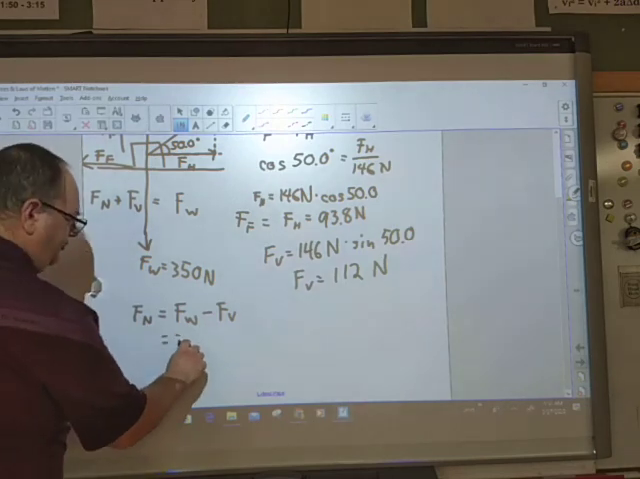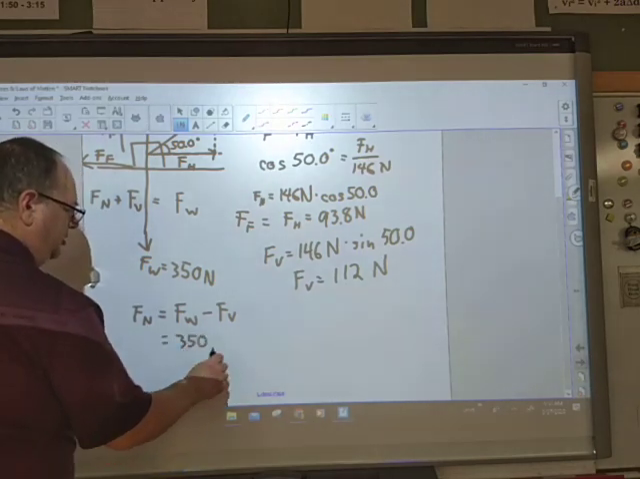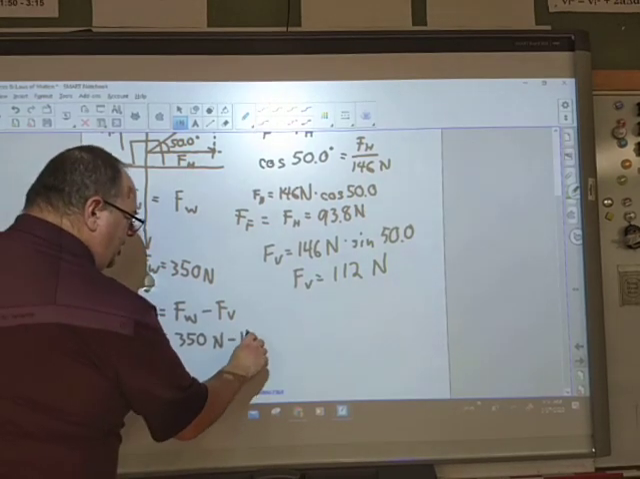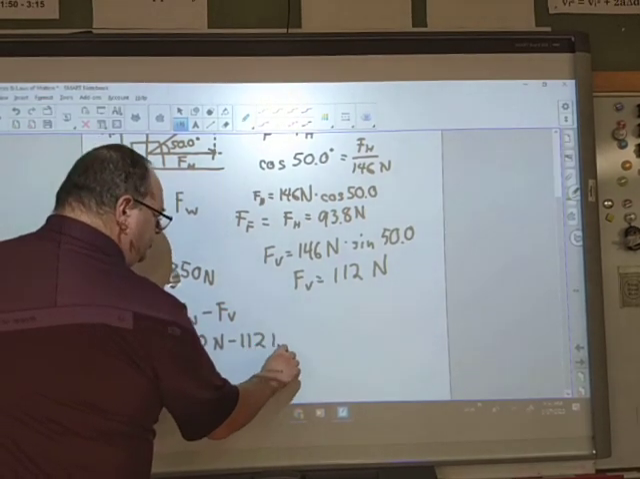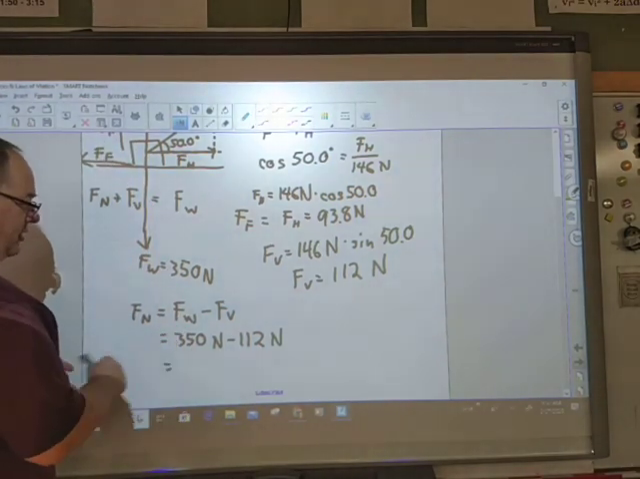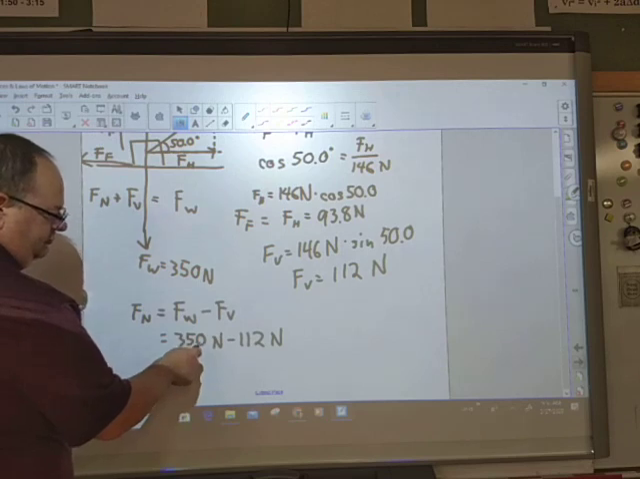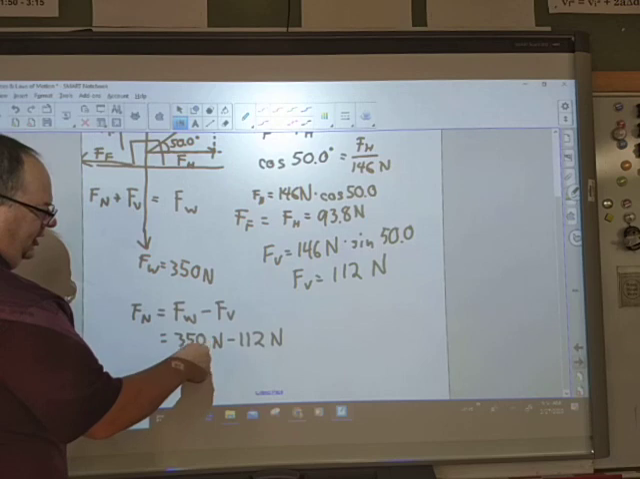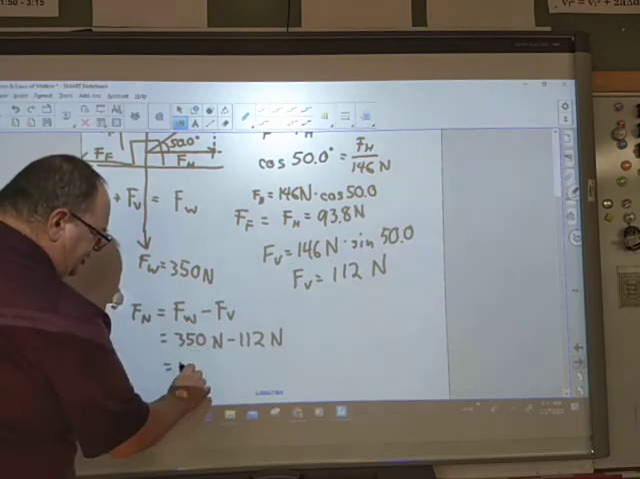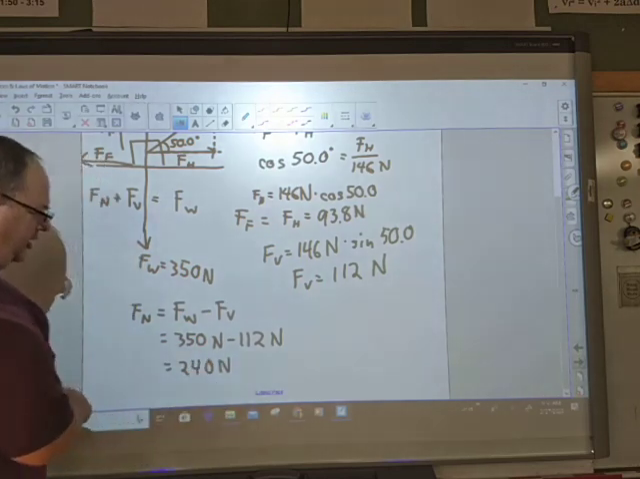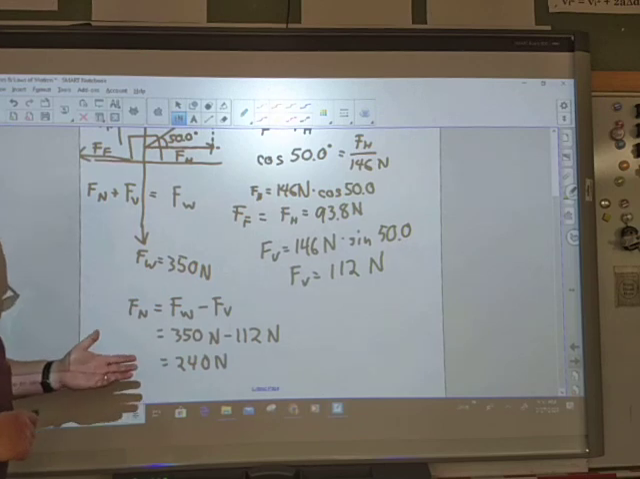So my weight is 350 newtons minus 112 newtons equals 350 minus 112, 238, but with sig figs now we're going to be 240. Okay. My normal force is 240 newtons.